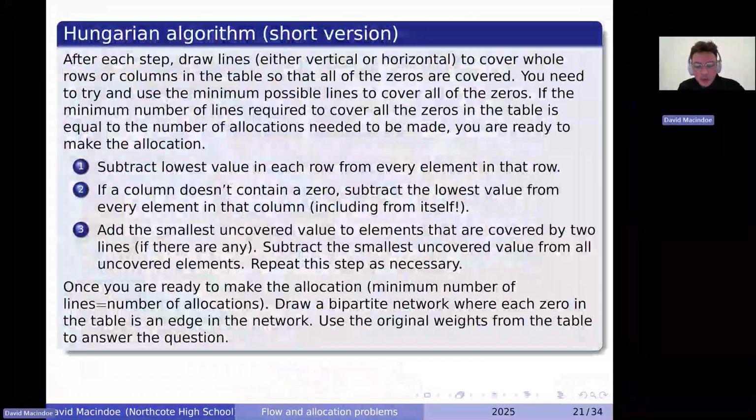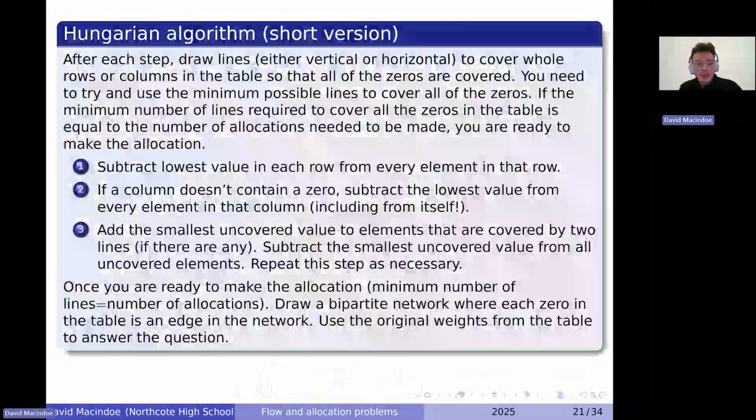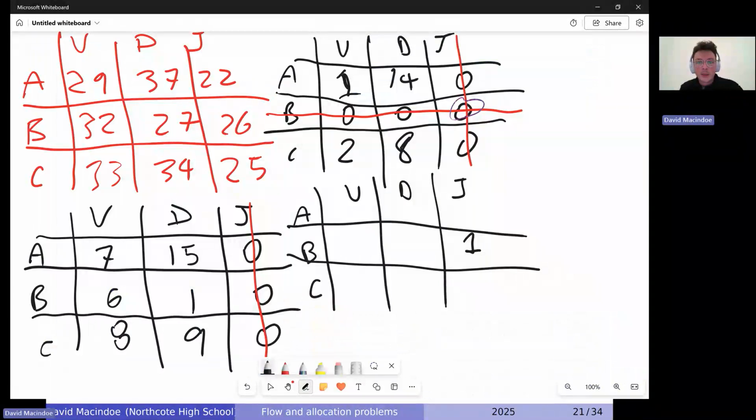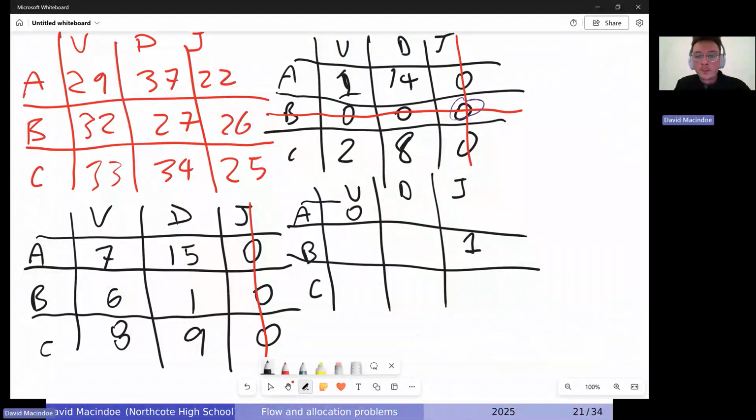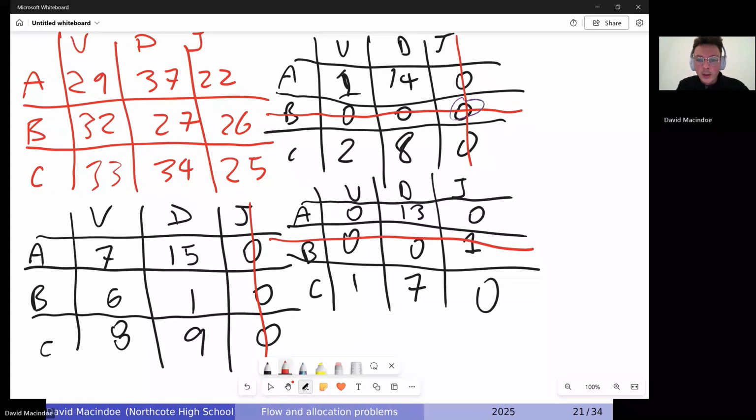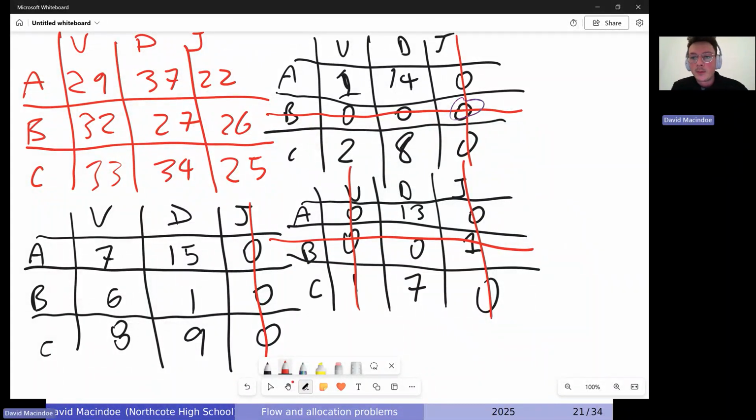What else do we have to do? We subtract the smallest uncovered element from all uncovered elements. And we just keep repeating this step as necessary. So the smallest value is 1, and so every uncovered bit gets 1 subtracted from it. And so that is going to become a 0. That'll become 13. These just stay as all zeros. This becomes 1. This becomes 7. Now hopefully we're all done here, because I reckon the minimum number of lines is now 3. So we can start doing that bipartite graph and allocate away all of our taxi rides.